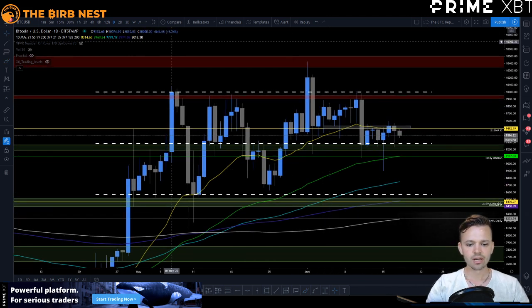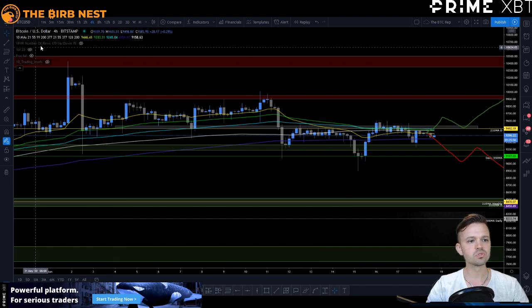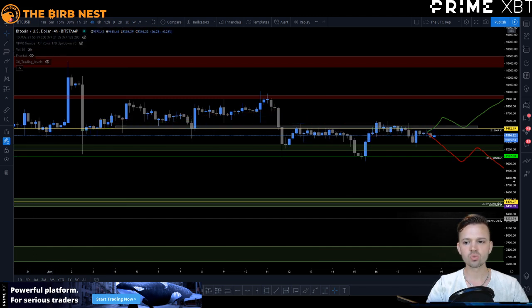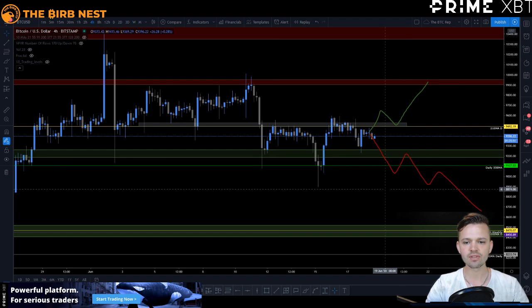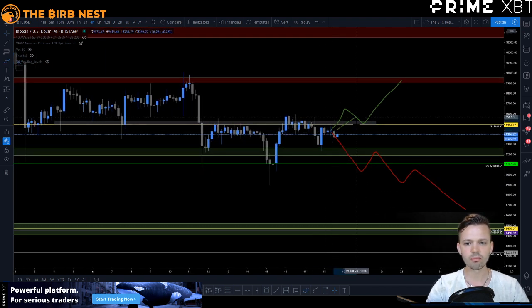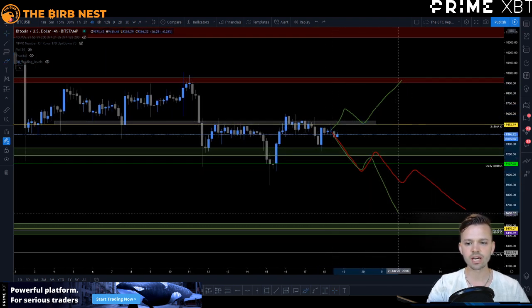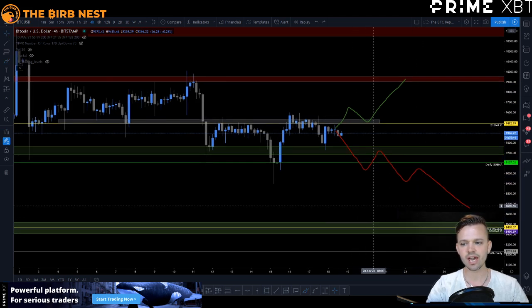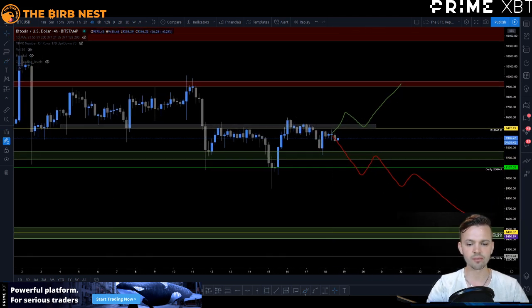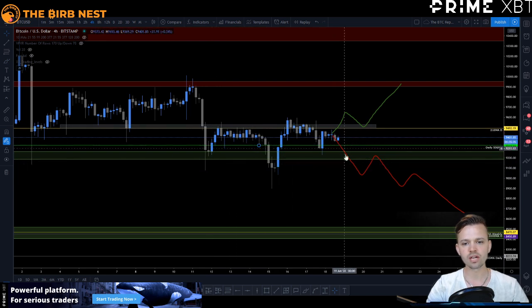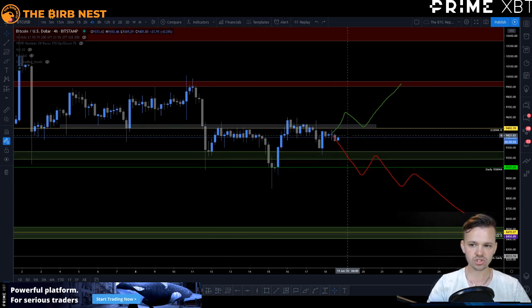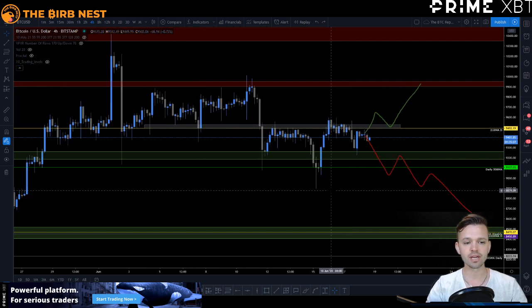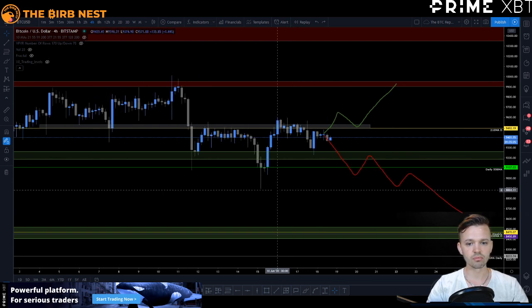reclaimed. It looks like we're ranging between the 21 EMA in the daily and the 55 EMA in the daily. I'm looking for either a breakout to test 10k or a breakdown to test the 8.6, 8.5 area. I'm not going to be taking any trades on Bitcoin unless we see that happen. I'm not interested in trading this low time frame range right now. I want to see the 21 EMA in the daily get reclaimed with a daily open and close above, or the daily 55 EMA get confirmed broken to the downside.